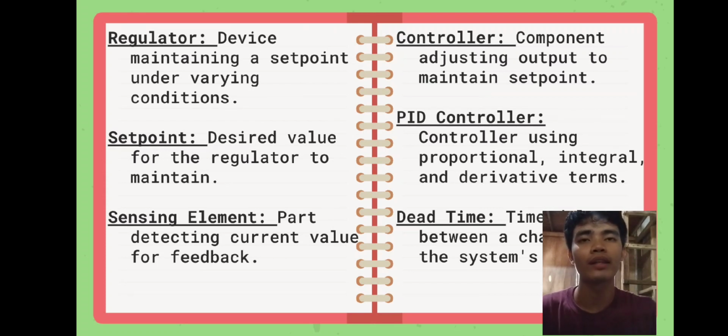Next, the sensing element. A vigilant sentinel in the realm of measurement, it captures the essence of industrial variables with precision. And now is the controller. The controller component adjusts output to maintain the set point. And the PID controller is using proportional, integral, and derivative terms. And last is the dead time. This is the time delay between a change and the system response.